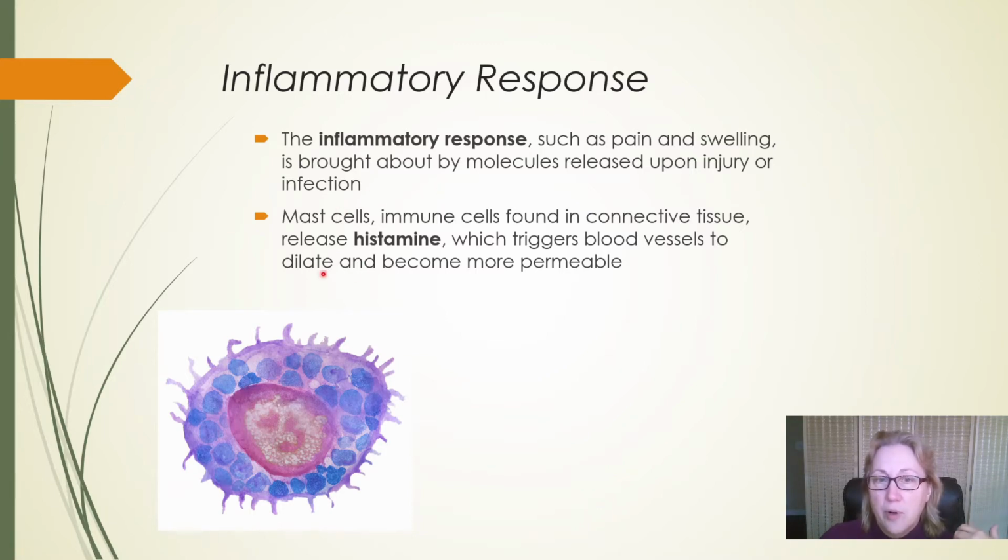And one of the primary things, or one of the first things that's activated when there's any kind of an invasion, is histamine. And you probably have heard that term in relation to taking an antihistamine.